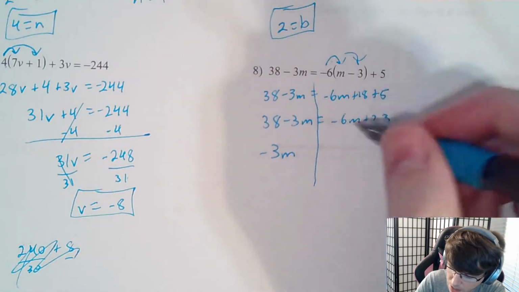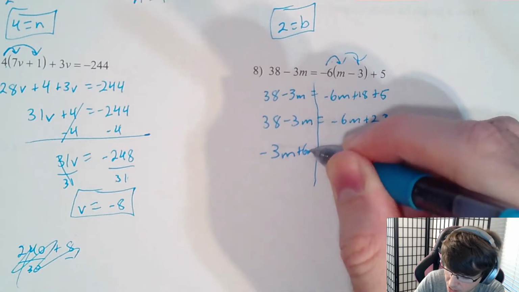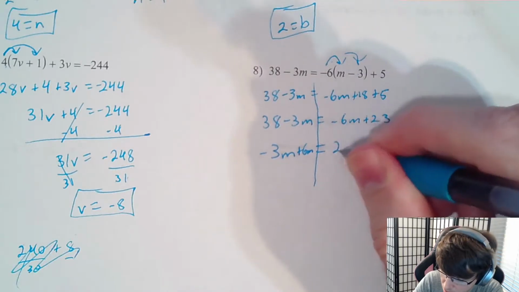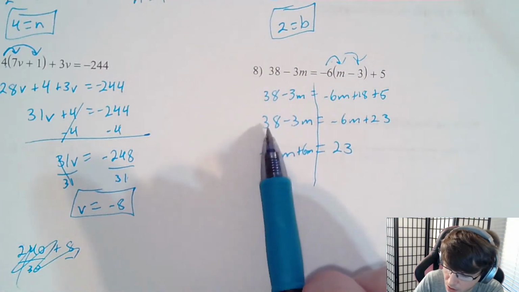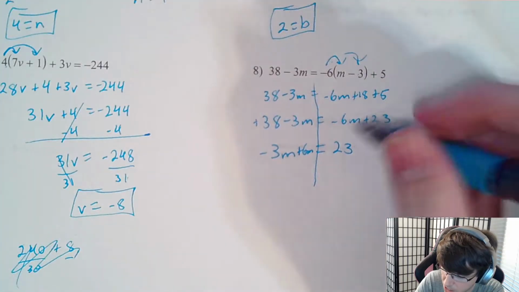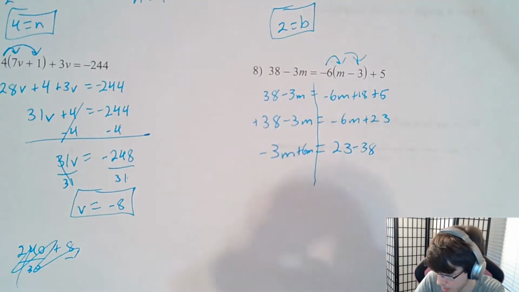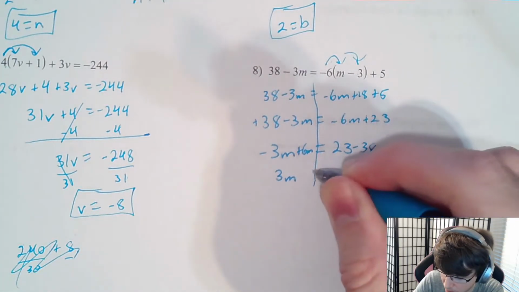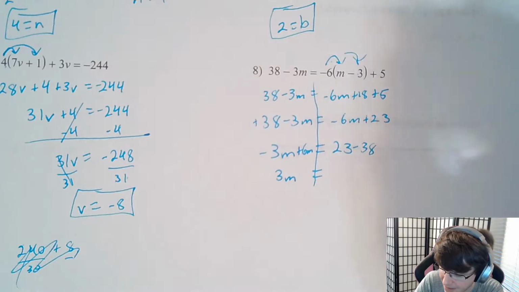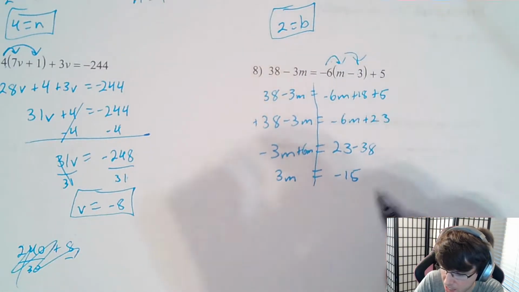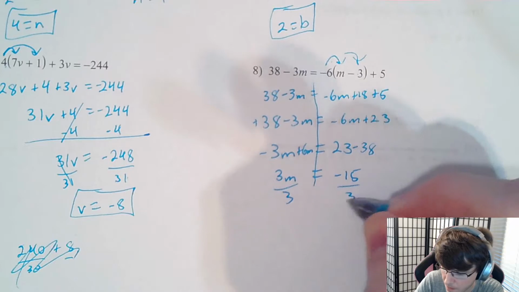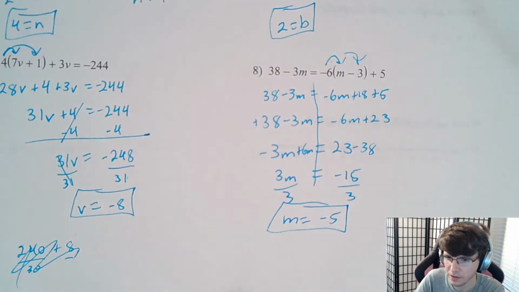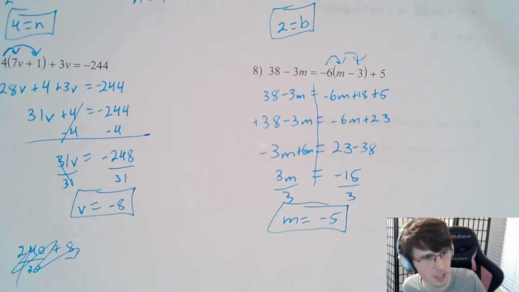Anyways, that negative 6m is going to move to the left, so it's going to become a positive 6m on the other side. And then that 23 is copied, and that 38 is moving to the right. There's an invisible plus sign in front, so it becomes a negative 38 on the right hand side. Negative 3m and positive 6m is a positive 3m. 23 minus 38 is negative 15, and divide both sides by 3. M equals negative 5.